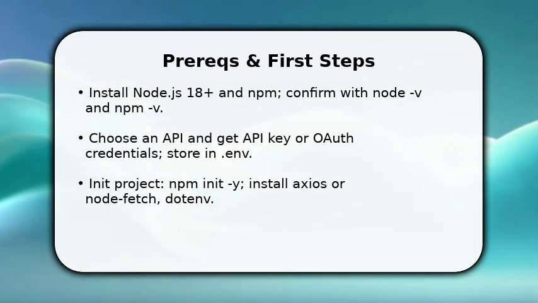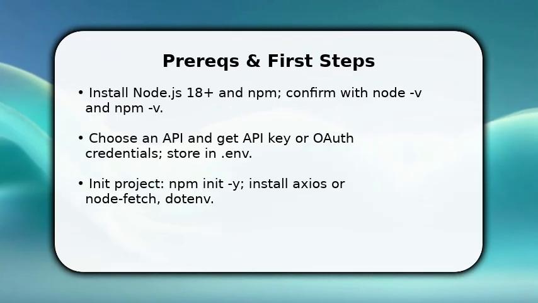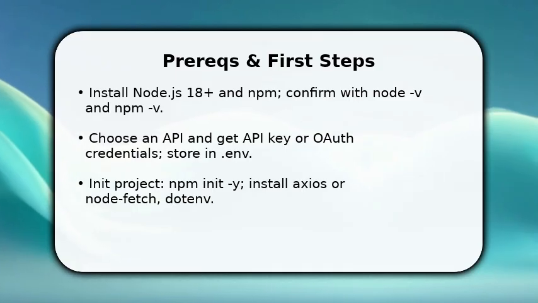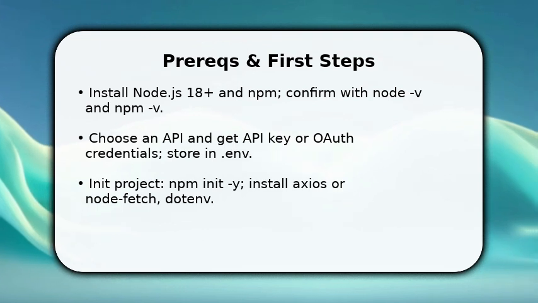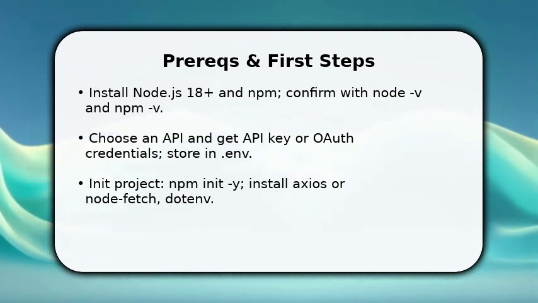Next, initialize the project and install an HTTP client like Axios or NodeFetch plus dotenv. Create a small config module that reads process env and test a simple request skeleton. This first working call proves your async flow and credentials are correct.